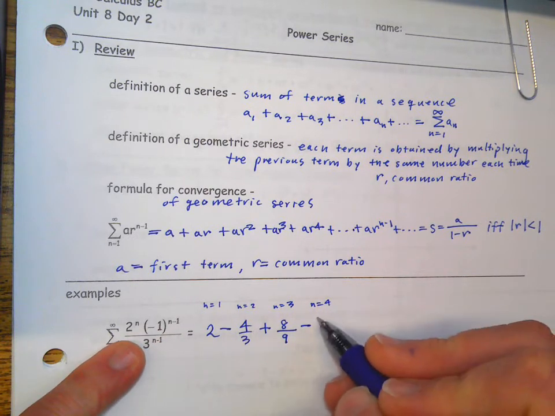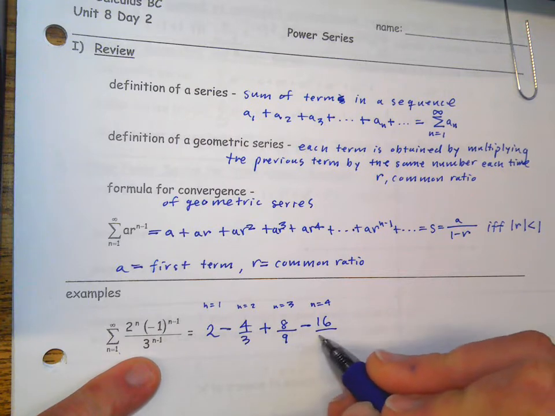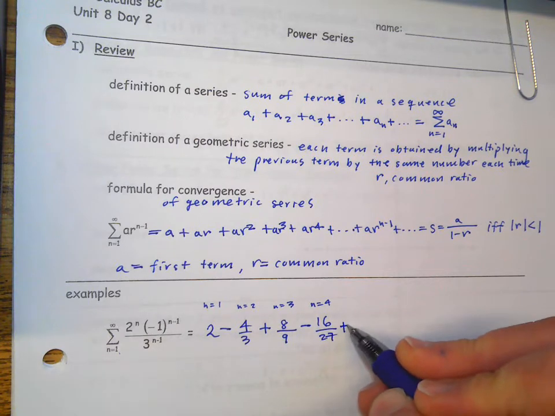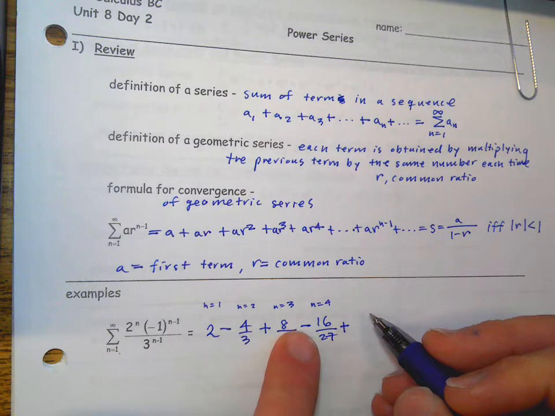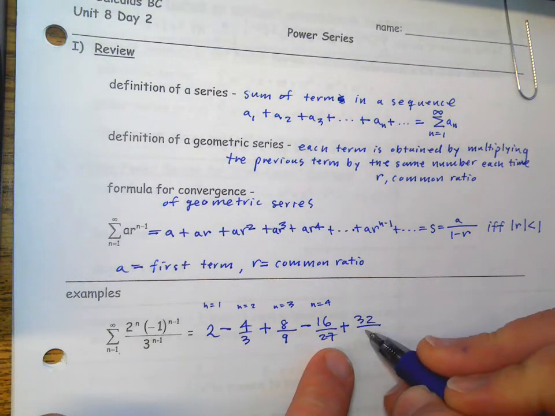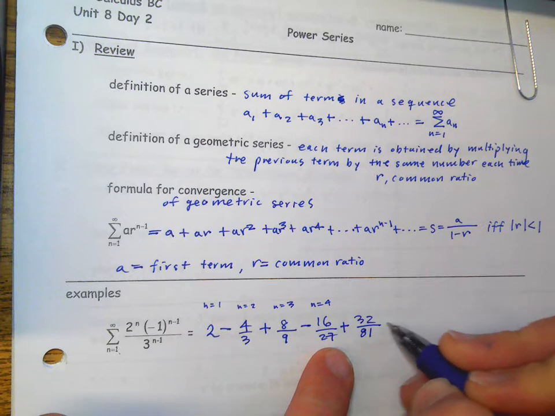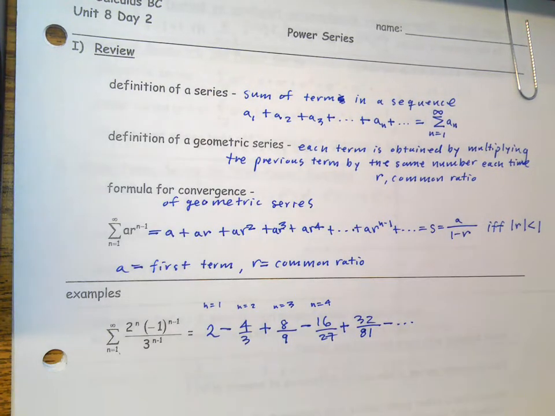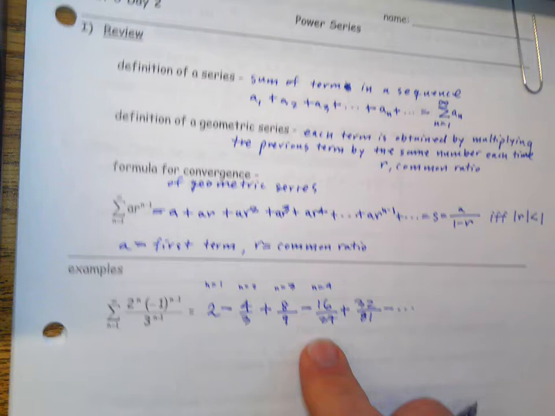So we could keep going with this. So this was n equals 1, n equals 2, n equals 3. n equals 4 is going to be negative. 2 to the fourth is 16, 3 to the third is 27. You could start to see the pattern here. The next one's going to be positive. The top's going to get multiplied by another 2. The bottom's going to get multiplied by another 3. And it's going to keep going. So that's the open form.